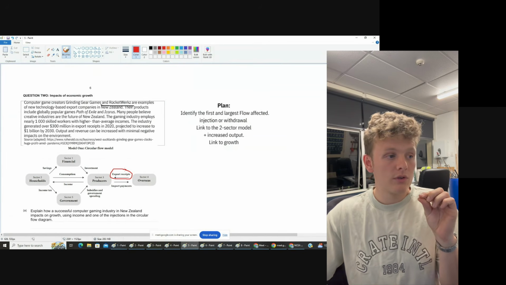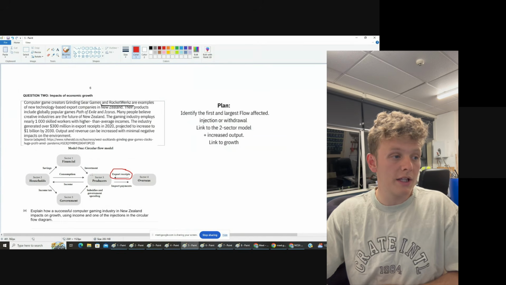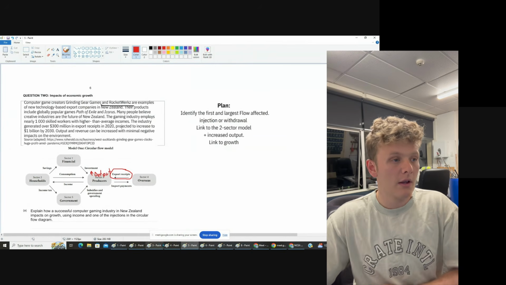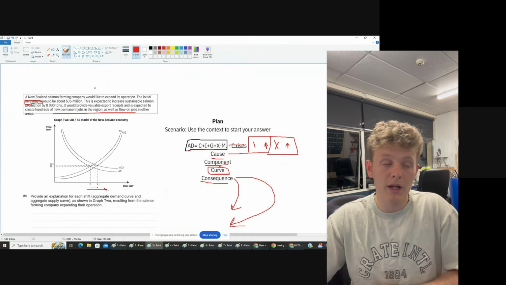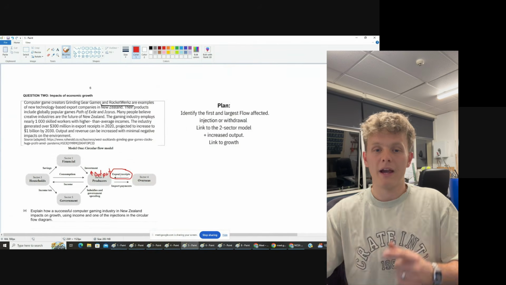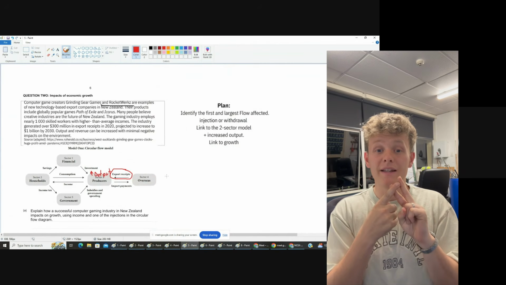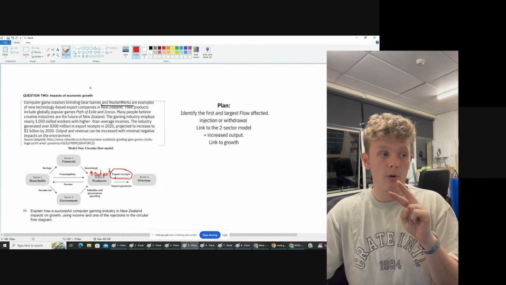Then, if it's going to producers, we want to see as quick as possible, increase in output. Because that is an increase in economic growth. If we look back to our last question, an increase in real GDP, an increase in output is economic growth. And it's the same here. Increasing output is economic growth. Identify the injection, link it to economic growth. So the injection is going to be here, increase in output.